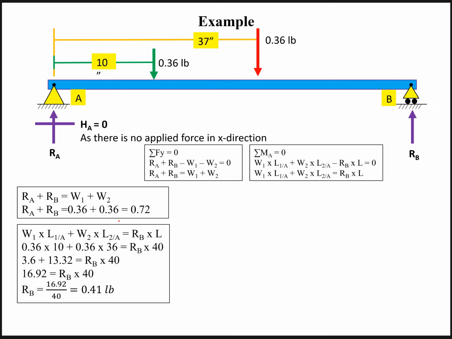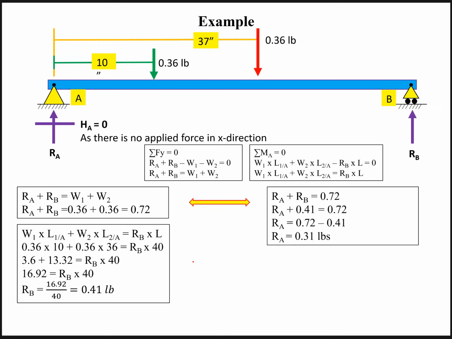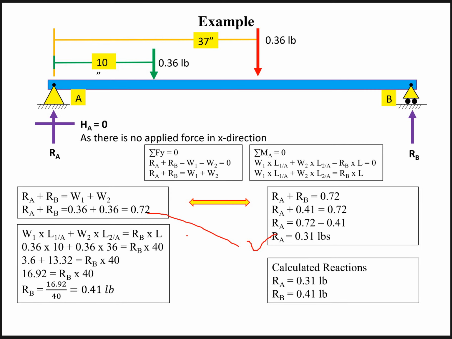These are the relationships you will be using to compute both the support reactions. Once you find RA, it's easier to find RB then. You have to plug this value in this equation and then you'll get RB. RA comes up to be 0.31 pounds and RB comes up to be 0.41 pounds.